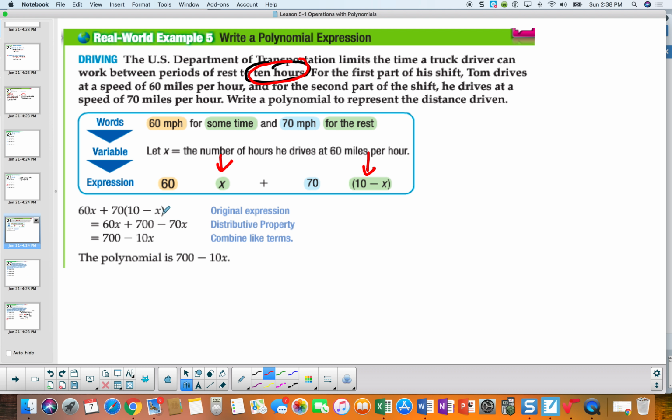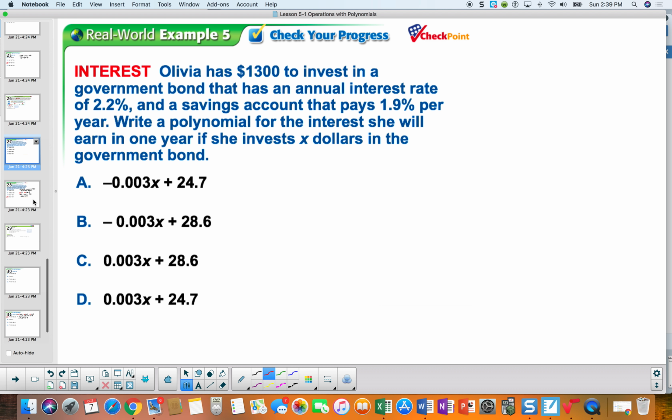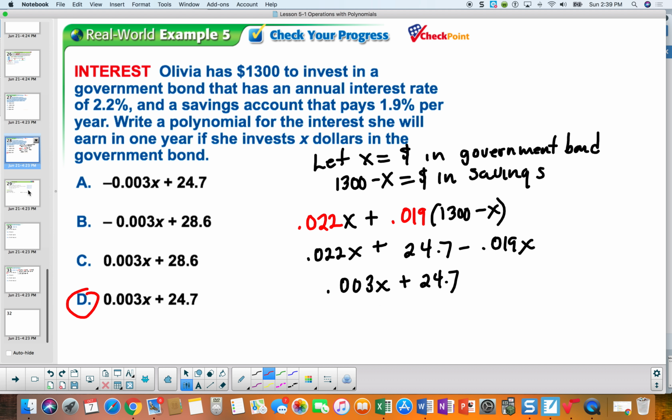So it's this expression, and if you distribute, we're going to get this, we're going to add like terms, and that will be the polynomial that it represents. Pause, see what you can do, and here's the answer.